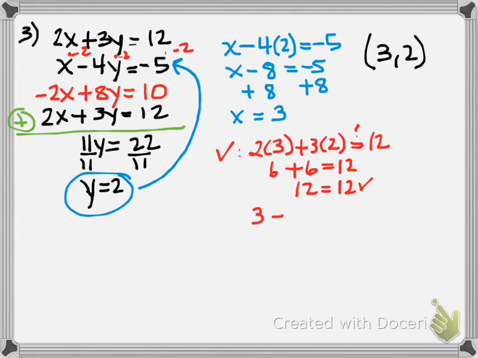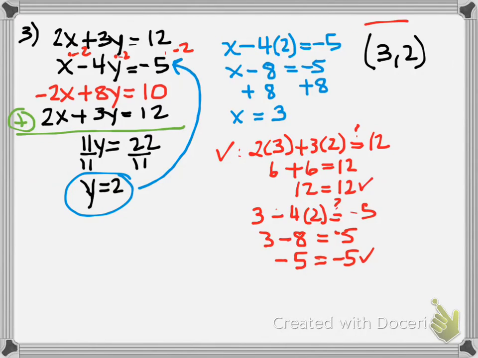3 minus 4 times 2, does that actually equal negative 5? So 3 take away 8 is negative 5, and negative 5 equals negative 5. So that makes me feel confident in my answers 3, 2.